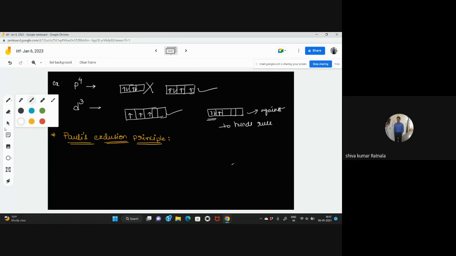So the Pauli exclusion principle says that, according to this theory, no two electrons will have all four quantum numbers equal. So what does it mean that no two electrons will have all four quantum numbers equal? That we need to discuss right now.